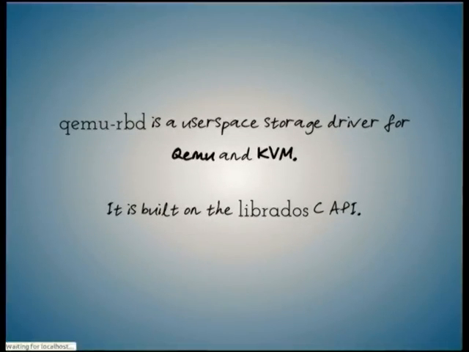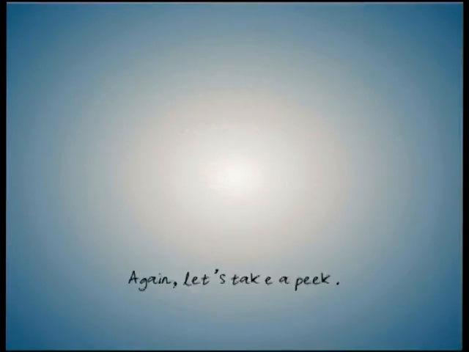What we can also do is integrate it directly with virtualization solutions. So there is QEMU RBD, which is a user space storage driver for both QEMU and KVM. And that is built on the librados C API. With that, we can avoid the kernel round trip that we have to go through if we're mapping a block device, for use cases where it's simply not needed. So this means QEMU itself becomes an RBD client, connects to an RBD image, and then presents that as a virtual block device to the guest.